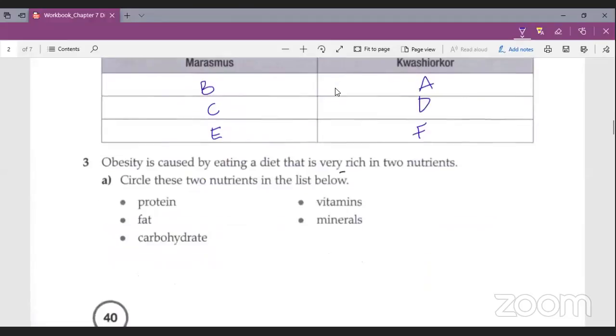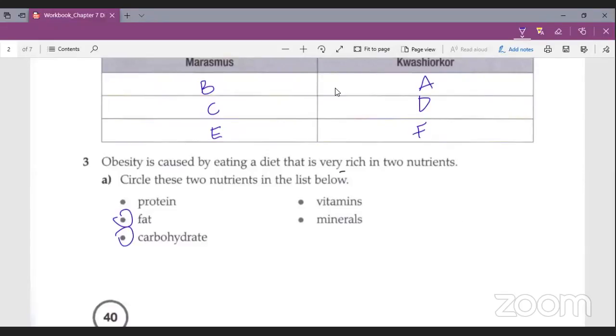Now obesity is caused by eating a diet that is very rich in nutrients. What are the two nutrients which is the answer here? Thank you very much, Abubakar. It is fat and carbohydrate. I really appreciate it.